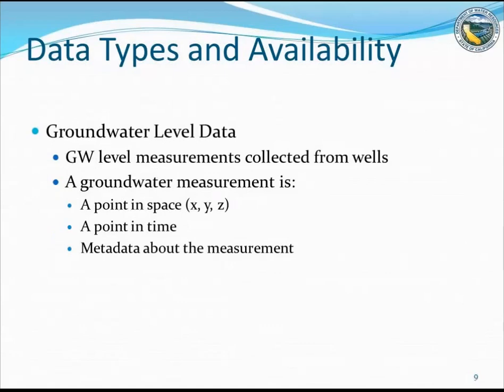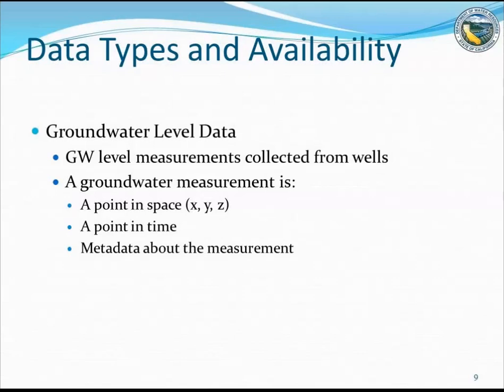So groundwater level data is important to this process. Groundwater level data is the groundwater level measurements that are collected from wells by going out and visiting the well itself and measuring the depth of water. A groundwater level measurement records the location of the well and the depth of the water at that location. So that's kind of an XYZ point. And it also is collected at a specific time. So a groundwater level measurement is a point in space and time.